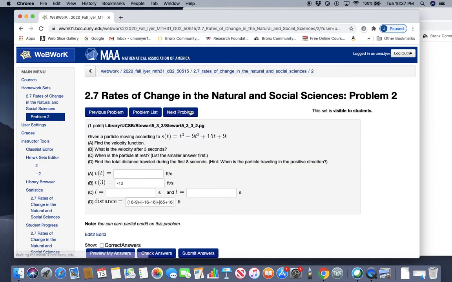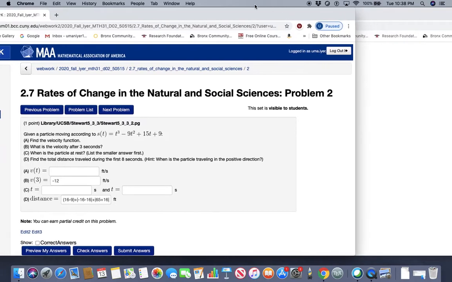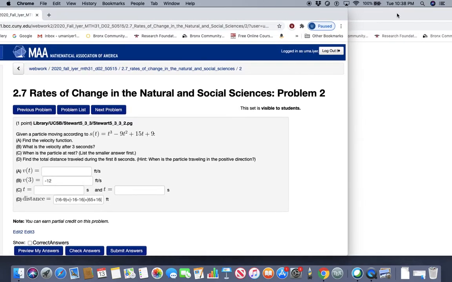Next, you are given a particle moving according to a position function. Find the velocity. What is the velocity after 3 seconds? When is the particle at rest? Find the total distance traveled in the first 8 seconds. All right.